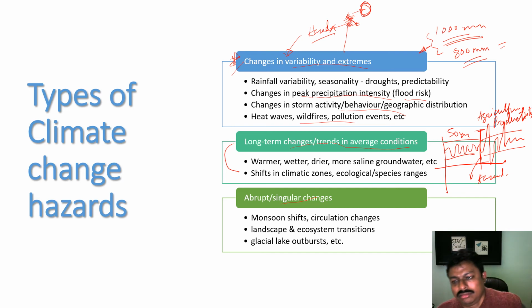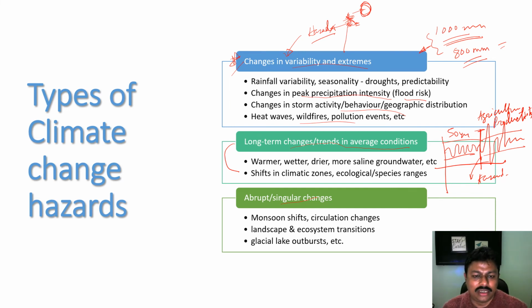So here, you see, this is also a hazard due to the change in long-term trends of the climatic parameters. And some abrupt changes also happen, like monsoon shifts, landscape and ecosystem transitions, glacial lake outbursts, etc.